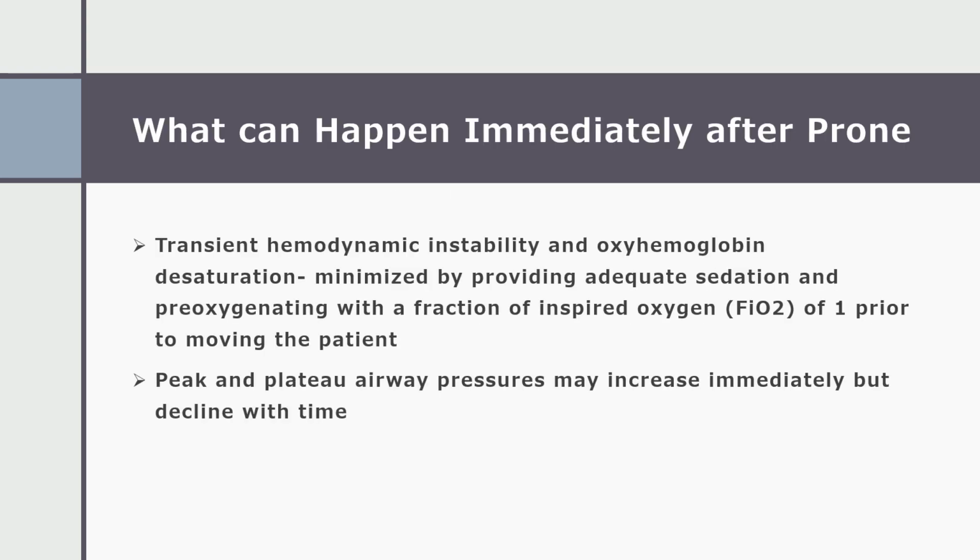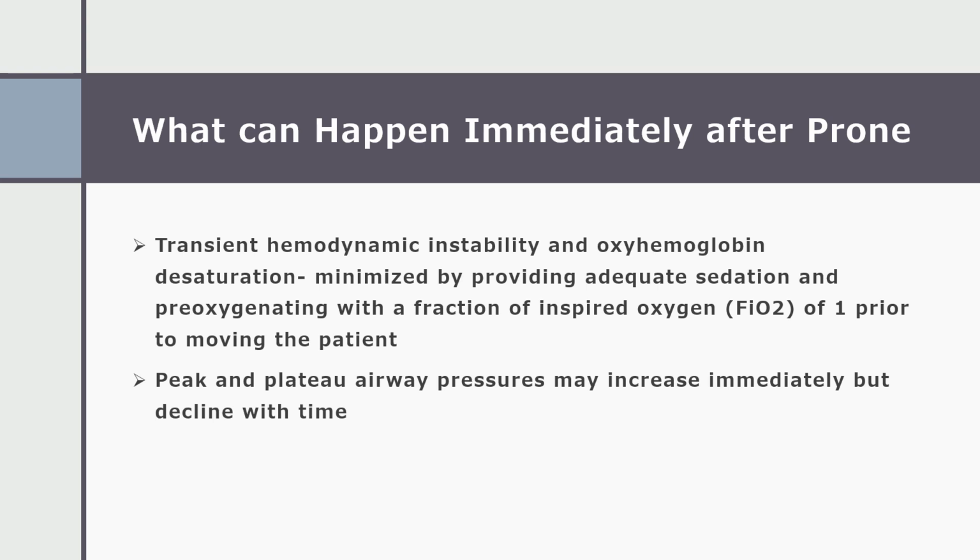What can happen immediately after prone? Patients may develop transient hemodynamic instability and oxyhemoglobin desaturation immediately after prone position, and it can be minimized by providing adequate sedation and pre-oxygenating with a fraction of inspired oxygen of 1 prior to moving the patient.